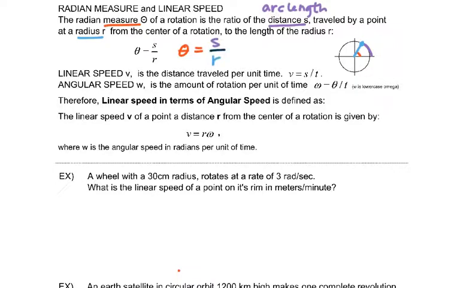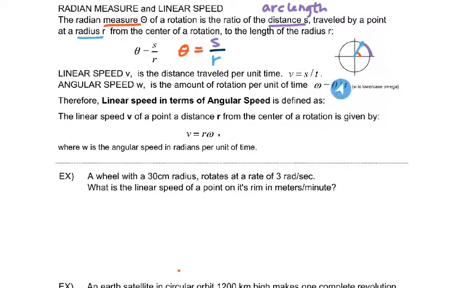So essentially what we can say is that that angle theta is equal to that arc length divided by the radius. So linear speed we'll refer to as v, like v for velocity, but speed is positive velocity. So v is the distance traveled per unit time. So v is going to be that arc length, this distance divided by time. Angular speed, which we actually use kind of an omega symbol for. So this w or omega mean the same thing, but angular speed is the amount of rotation per unit time. So it's that angle divided by t.